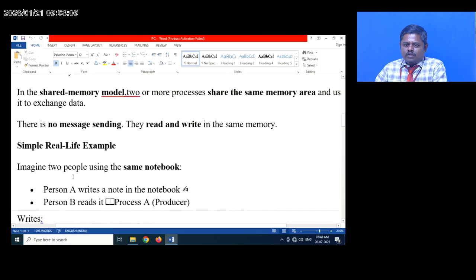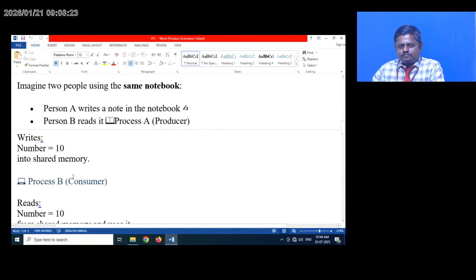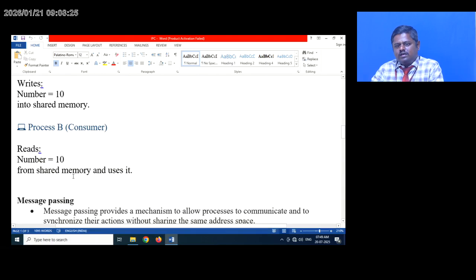The shared memory model is like your notebook. Person A writes a note, and the same note is given to person B. Person B shares that note and can read the content. Or simply, A can write the number 10 to the shared memory location, and in the same case, B can receive the same number 10.